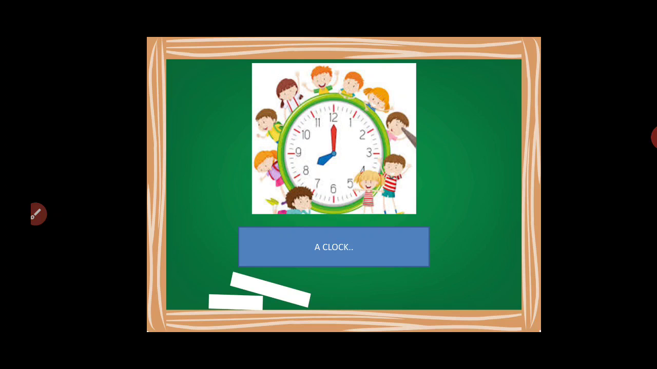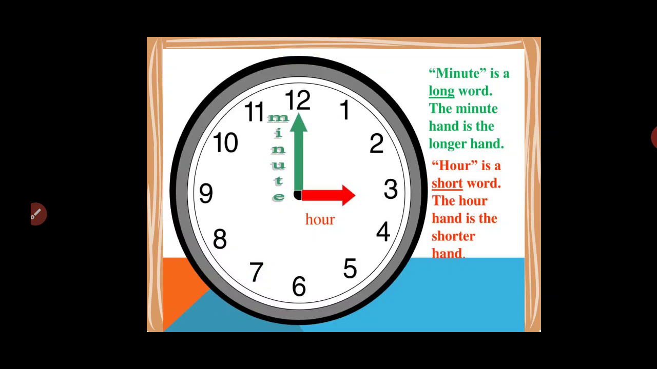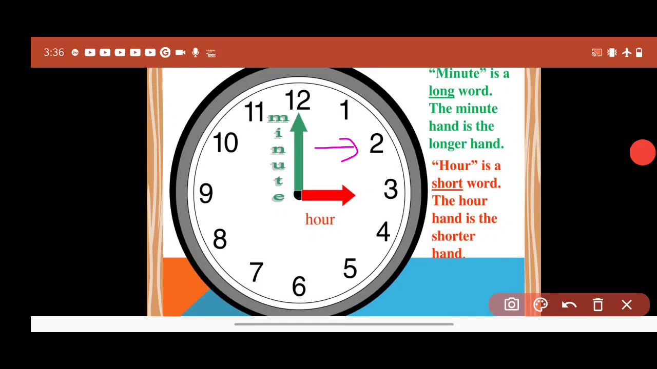So today we'll be understanding how to read time with the help of a clock. Yes, children, a clock is a device which helps us to find out what time of day it is. Children, just like you have 2 hands, similarly a clock also has 2 hands. The green colored is called the minute hand. The minute hand is the longer hand. So the longer hand is called the minute hand and the shorter hand is called the hour hand.